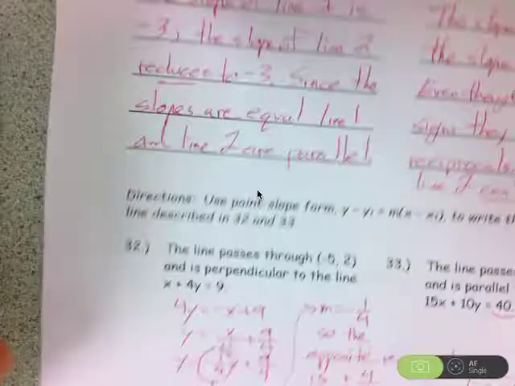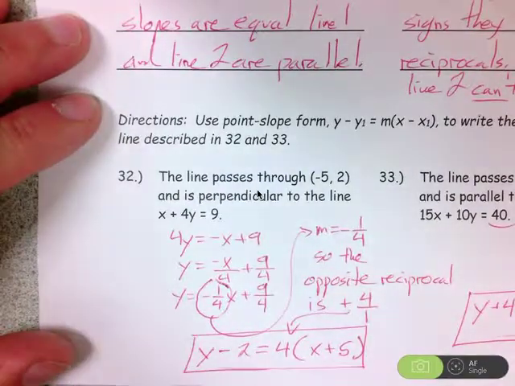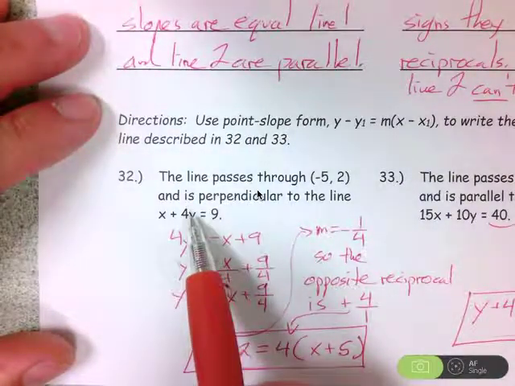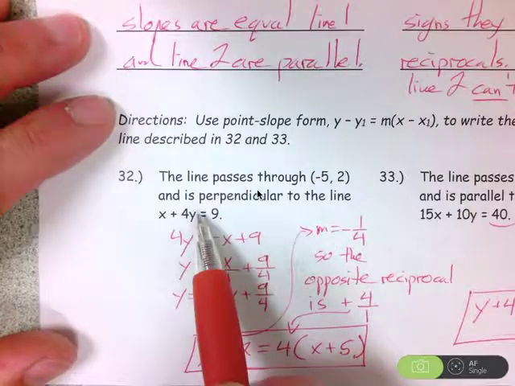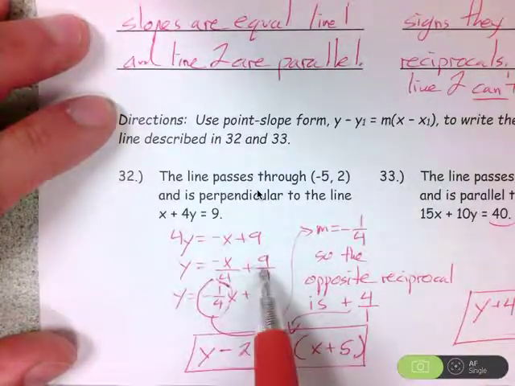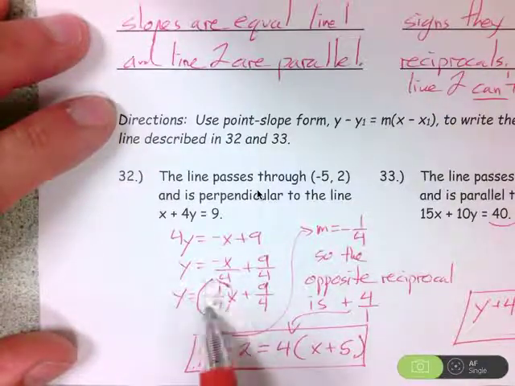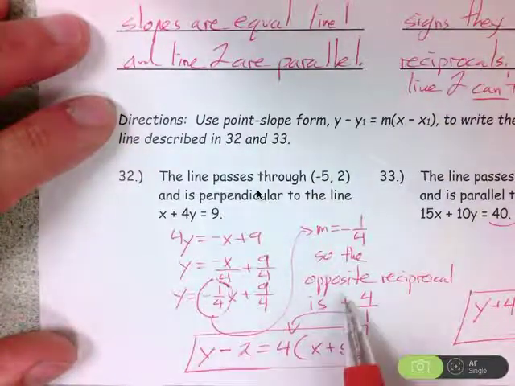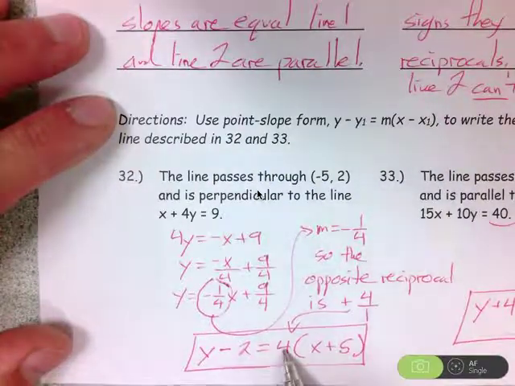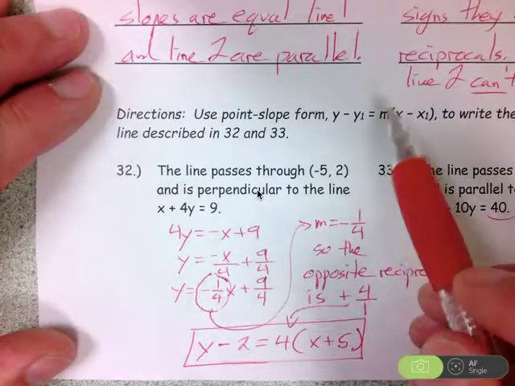So lastly, on questions 32 and 33, the first thing you have to do, if you want to be perpendicular to this line, you need to find this line's slope. So you need to solve for y. So I subtracted x from both sides and divided by 4. So that negative 1 over 4 gives me my slope of negative 1/4. So its opposite reciprocal is positive 4 over 1. So that's the slope I want to use when I write my equation in point-slope form.